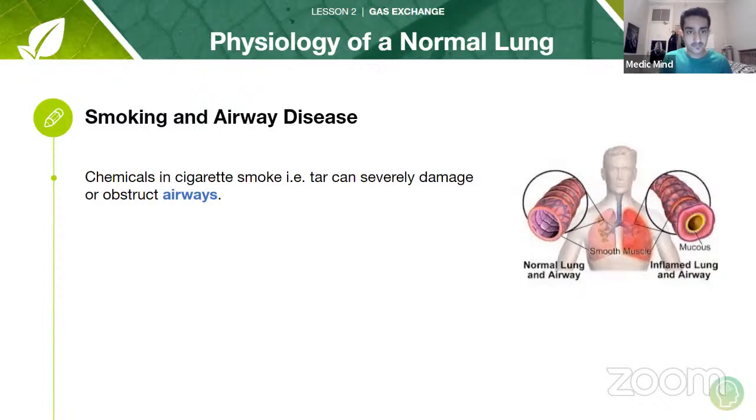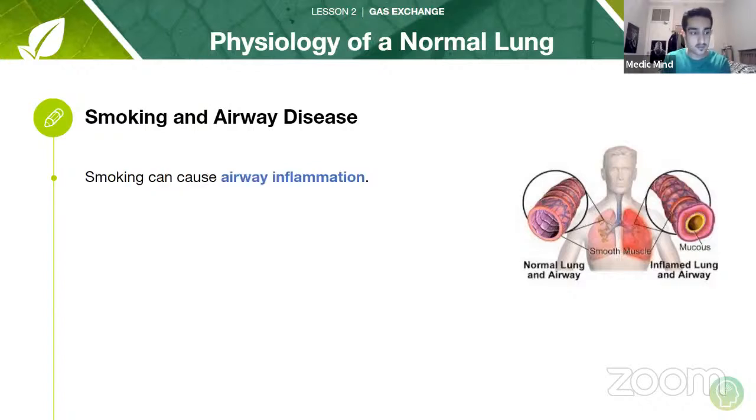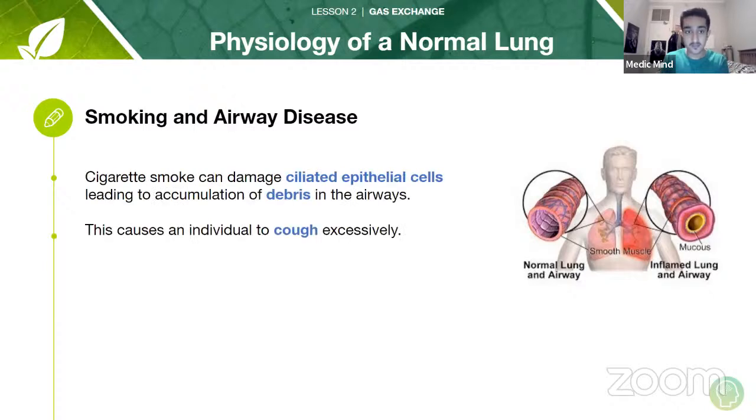Smoking and airway disease. Chemicals in cigarette smoke, i.e. tar, can severely damage or obstruct airways. Smoking can cause airway inflammation, and cigarette smoke can also directly damage the ciliated epithelial cells, leading to an accumulation of debris in the airways. This causes an individual to cough excessively.